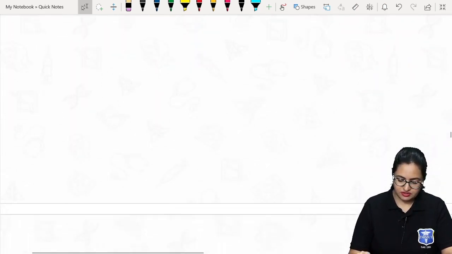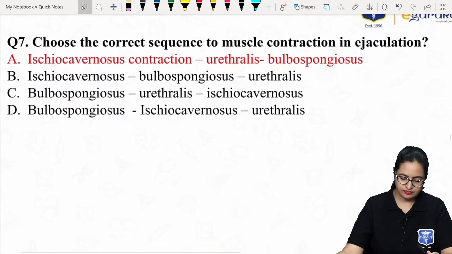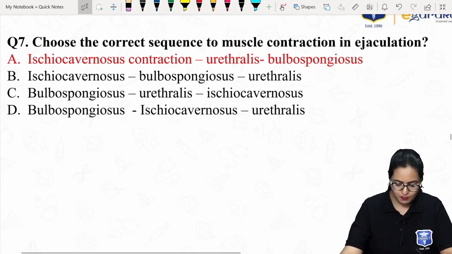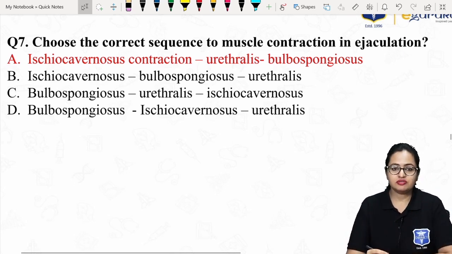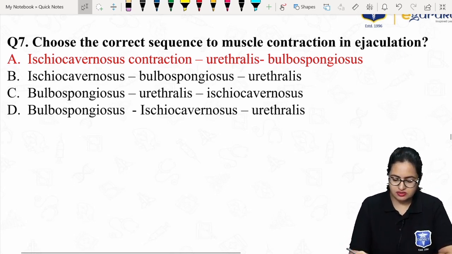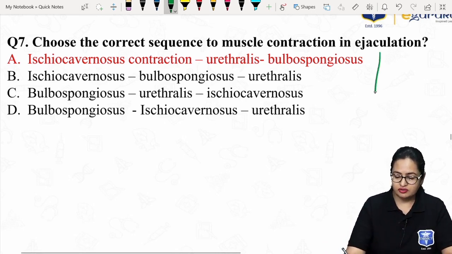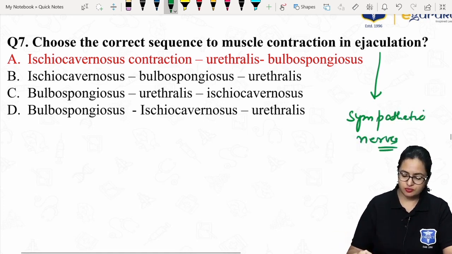Okay, now coming to the next question. In this question you have to choose the correct sequence of muscle contraction in ejaculation. Now, whenever we talk about ejaculation, it is by the sympathetic nerves and the muscles which are responsible for it.